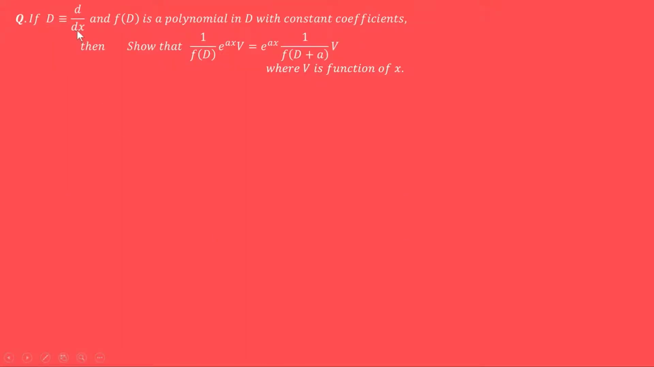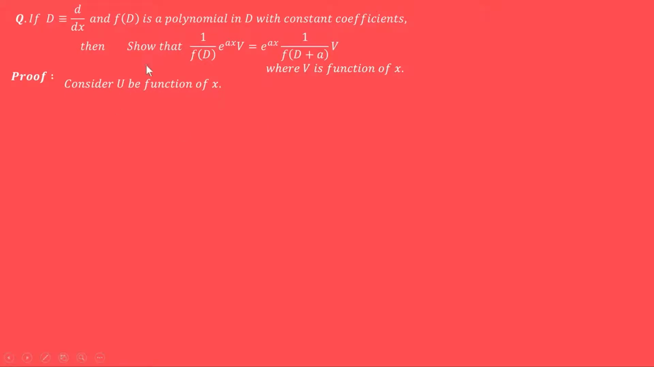Now see the second question. If capital D is equal to d/dx and f(D) is a polynomial in D with constant coefficients, then show that 1/f(D) e^(ax) v is equal to e^(ax) 1/f(D+a) v, where v is a function of x. Now we have to see the proof of this result.